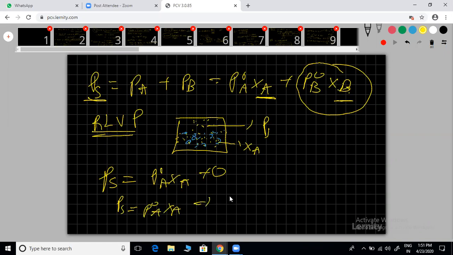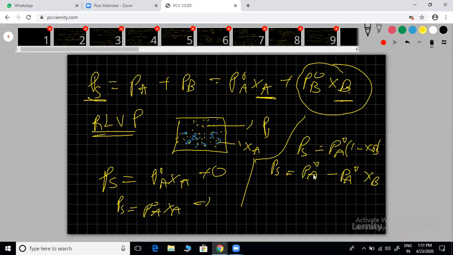So what is XA equal to? Can I write 1 minus XB? XA equals 1 minus XB, you can write. Already you know that one. So Ps equals P naught A into 1 minus XB. We can solve questions based on this also. Multiplying, Ps equals P naught A minus P naught A into XB. So you can rearrange this.